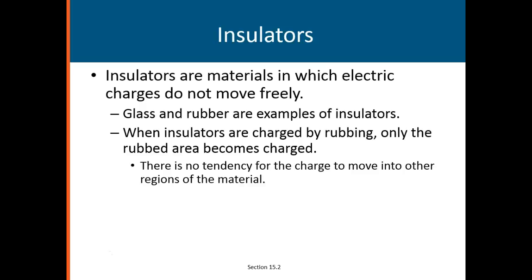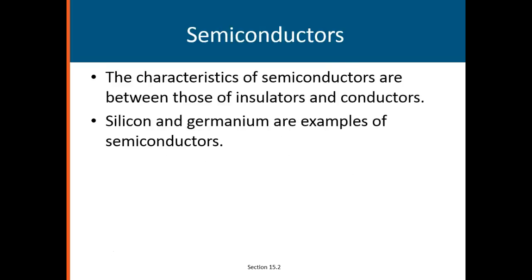If that wasn't enough that we had conductors or insulators, which are not conductors, we also have, and this came about much later, we discovered we had semiconductors. When you hear semiconductors, what do you think? Okay, the characteristics of semiconductors are between those of insulators and conductors. Silicon, germanium are examples of semiconductors.